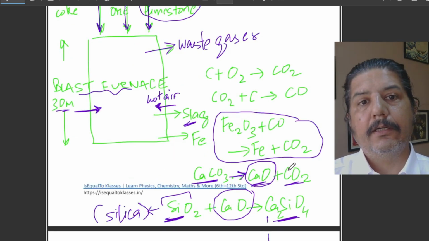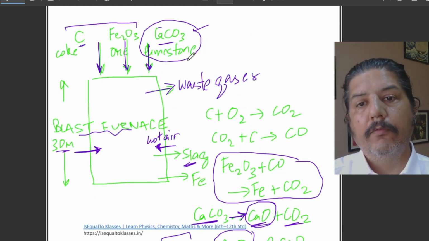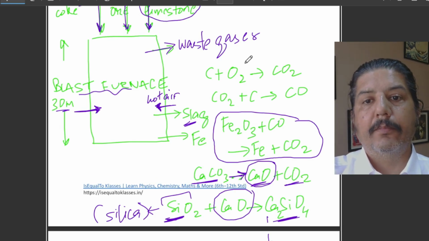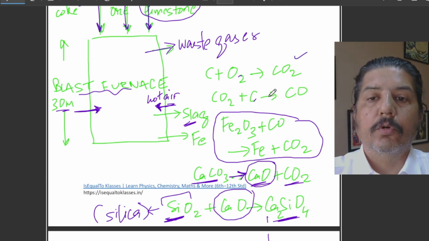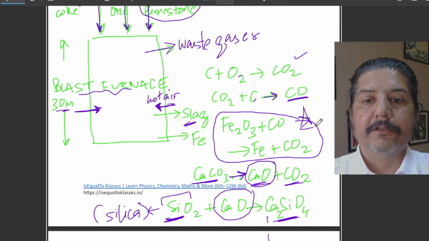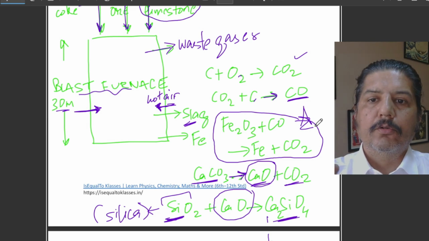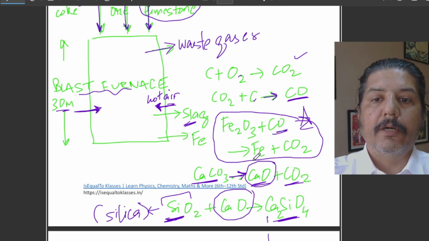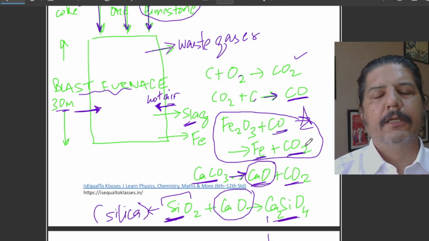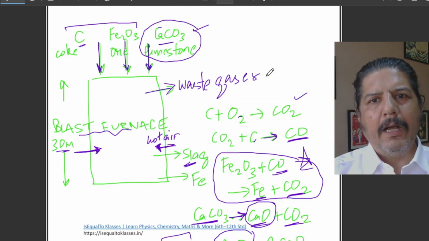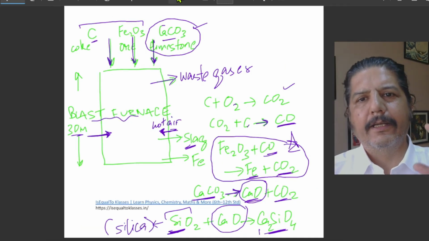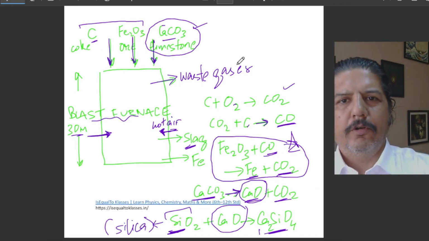The main reactions are these: the coke will react with the oxygen which is supplied by the air. So C plus O2 forms CO2, then CO2 further reacts with coke to form carbon monoxide. This is the main reaction where the conversion takes place. In this reaction, the iron ore reacts with carbon monoxide to form iron plus CO2. I have told you this is not a balanced reaction. I have tried to reduce the reaction in your textbook to this format.